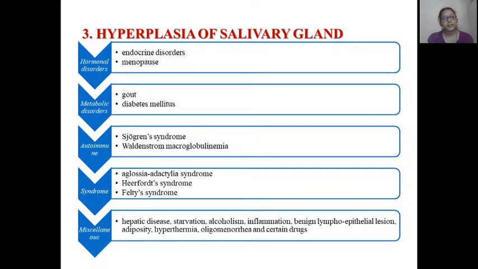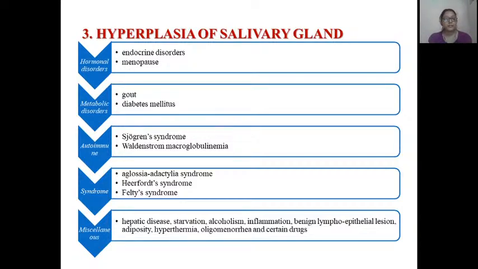The third developmental disorder is the hyperplasia of the salivary gland. Here there is an increase in the number of cells of the salivary gland, thus an increase in the size, and there are various causes for this. First are the hormonal disorders, which include the endocrine disorders or menopause, and metabolic disorders, which include gout or diabetes mellitus. Gout is the increase in the amount of uric acid and its deposition in the short bones.